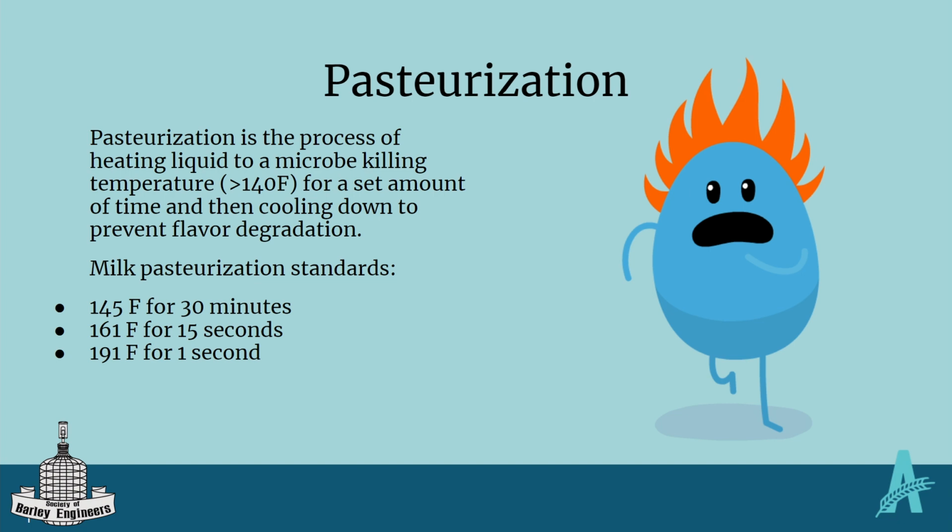The dairy industry kind of gives you the numbers up here: 145 for a half hour, 161 for 15 seconds, 191 for a second. What's cool about this is it's actually pretty easy to do on any scale. You could set up a 50-foot coil in your hot liquor tank with a pump and send it through, and right out the back end. And as long as it's spending that 15 seconds at 161, you're pasteurizing the beer, as long as it's going into that final vessel. So this is a very easy method to do. You fill it up, you throw it in your kegerator, cool it down, you're good to go.